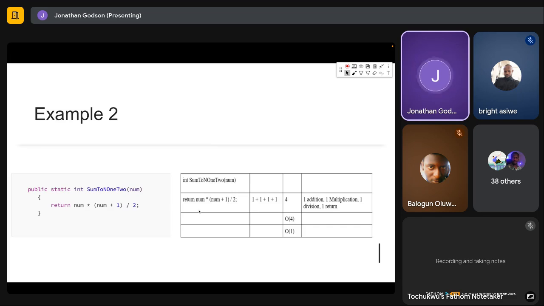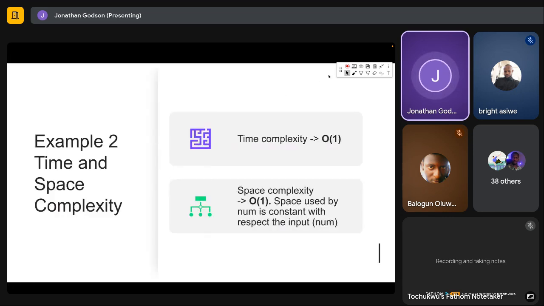No matter what this number is, this is going to happen. This is a constant operation. It's going to happen once. Even if this number changed from 5 to 1 million, it's going to be a constant operation. So that is why the time complexity is O of 1, and the space complexity is O of 1.